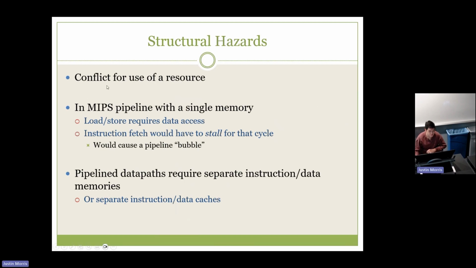So these occur when you have a conflict for use of a resource. And this is what we just talked about. If you have a single memory, you have loads and stores that require access to that memory, but every single instruction needs to access that memory in instruction fetch too. So in order to allow the load and store to access the memory, you would have to stall the pipeline and not fetch that instruction. You would fetch it in the next cycle. So it would cause a stall for one cycle.